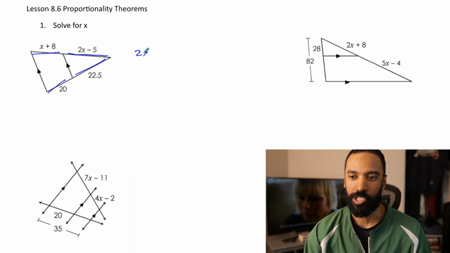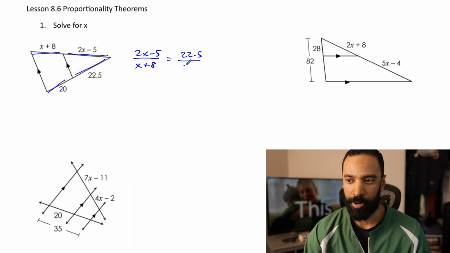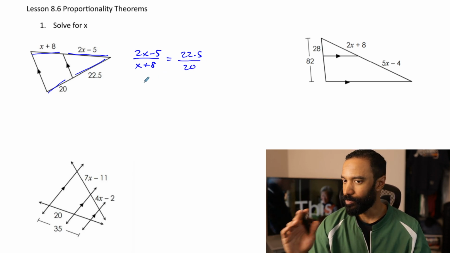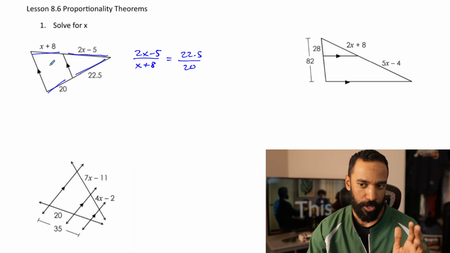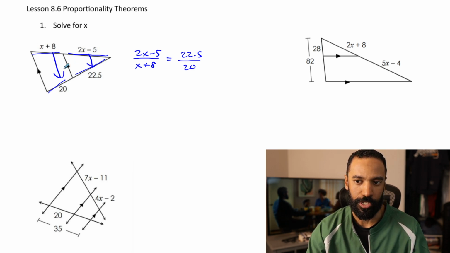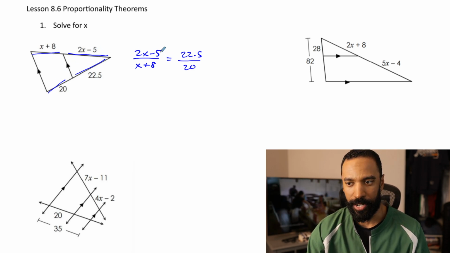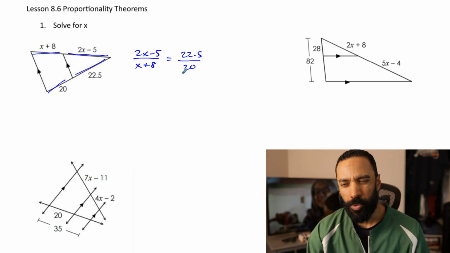I can say something like 2x minus 5 over the split part of the big, x plus 8, equals 22.5 over the split part of the big 20. See that direct? There's more than one way you could do this, by the way. I could do this over that equals this over that. A lot of different ways you can set it up. Cross multiply, you'll be good. Now, I do want to reduce this.